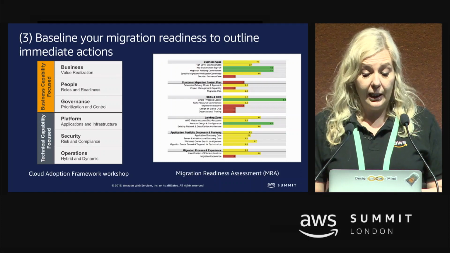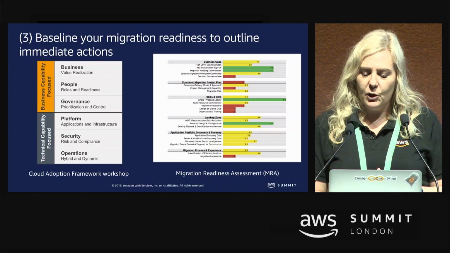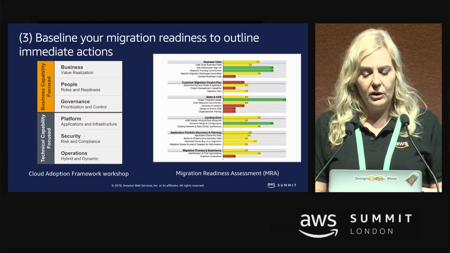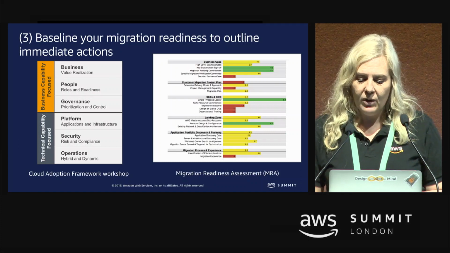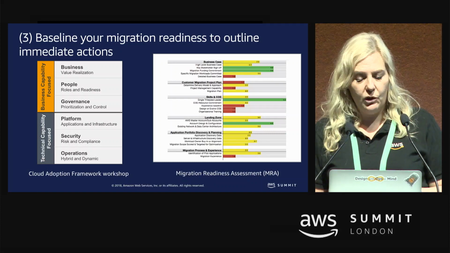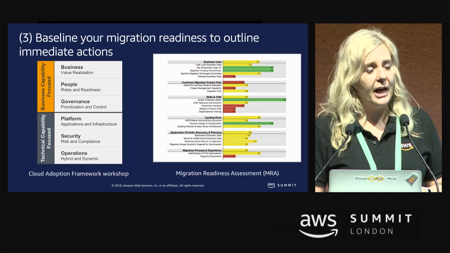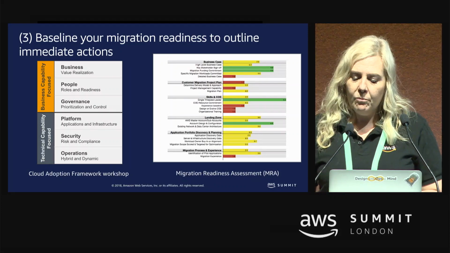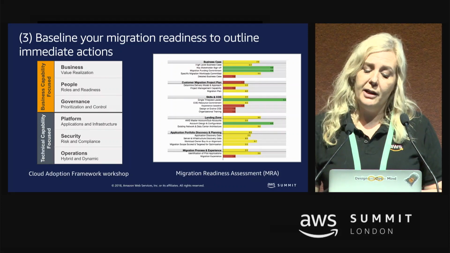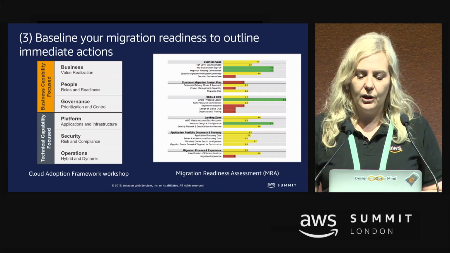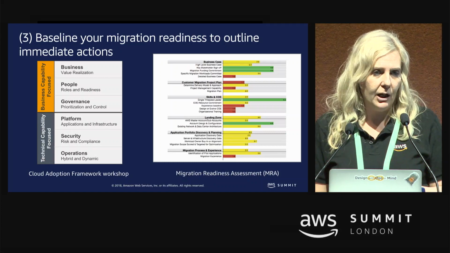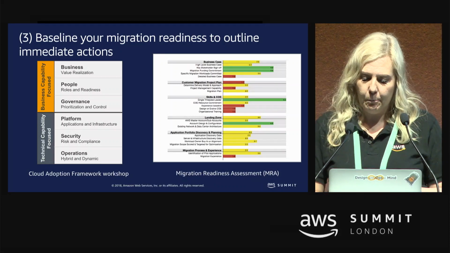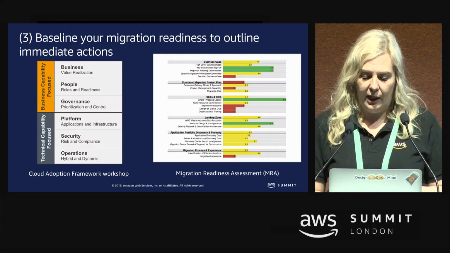migration readiness baseline. This assessment will help you to evaluate your organization's cloud competence, capability, and commitment. It's based around a 60-question survey that is aligned to the AWS CAF. The MRA will help identify your gaps in your organization that you may have to address in the next phase of the migration, the MRP, Migration Readiness and Planning phase, before moving to the migration itself.